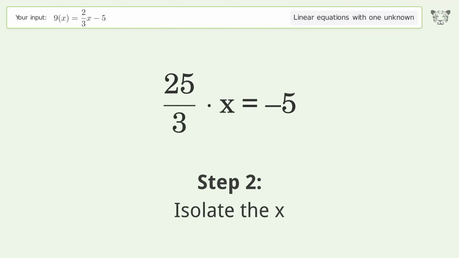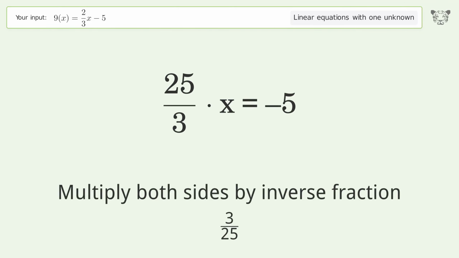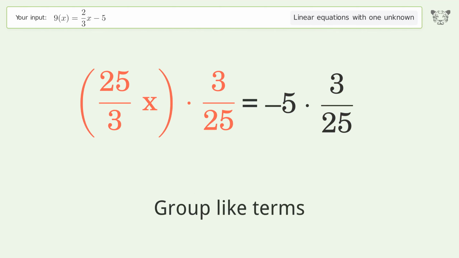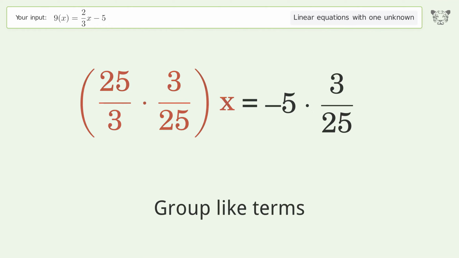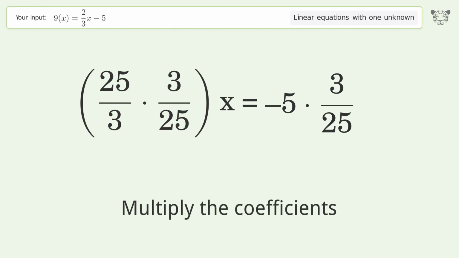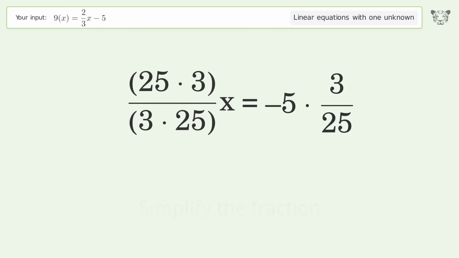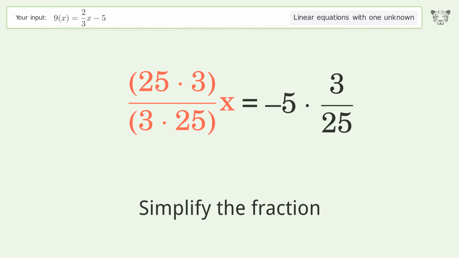Isolate the x. Multiply both sides by the inverse fraction 3/25. Group like terms. Multiply the coefficients. Simplify the fraction.